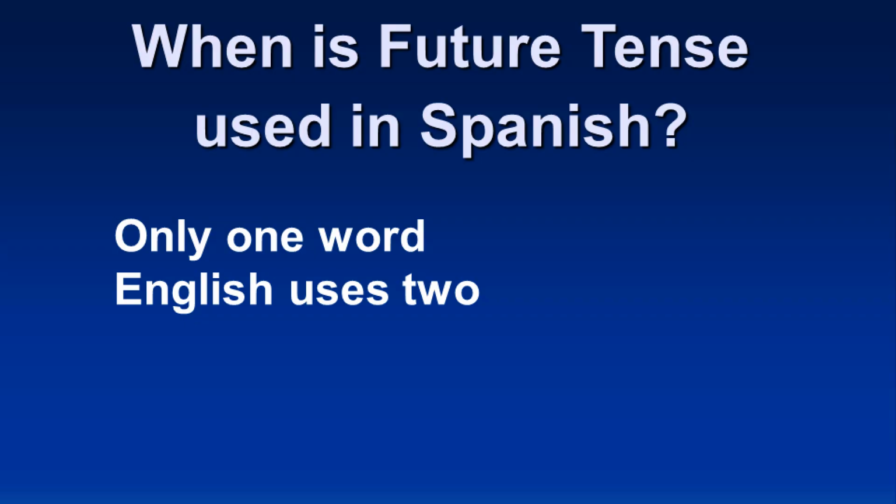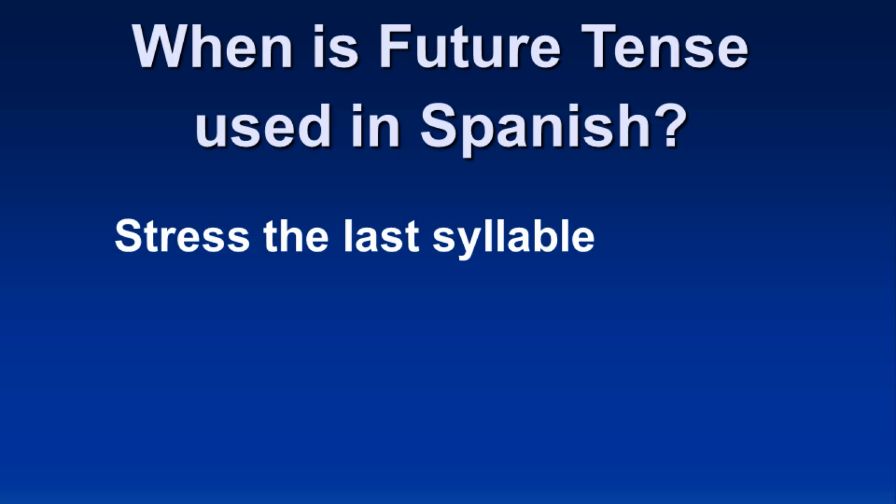The third thing to remember is Spanish only uses one word, where English uses 2 words when talking about the future. You say I will eat. Spanish only uses 1 word, where English uses 2. The fourth thing is we have to remember to stress the last syllable. In the future tense, where we stress the word actually becomes pretty important because of how we add the ending onto a word. So let's begin and talk about how the future tense works.